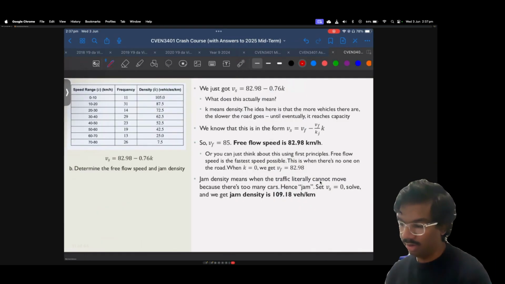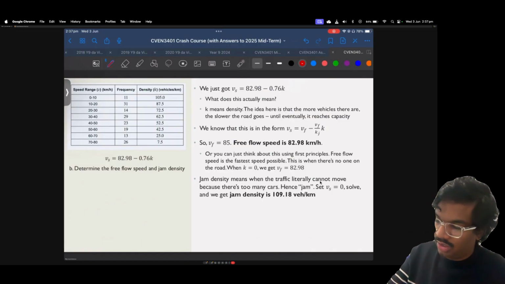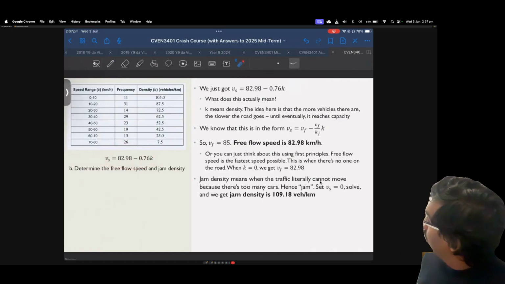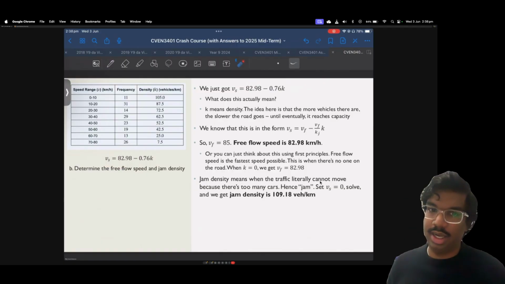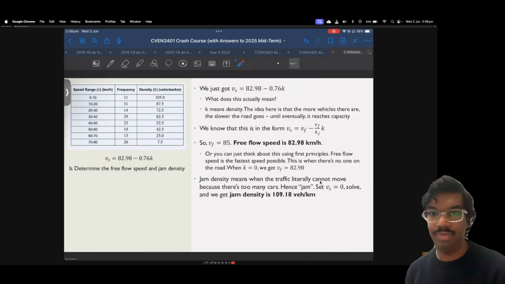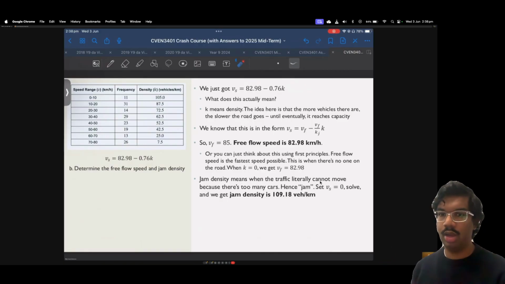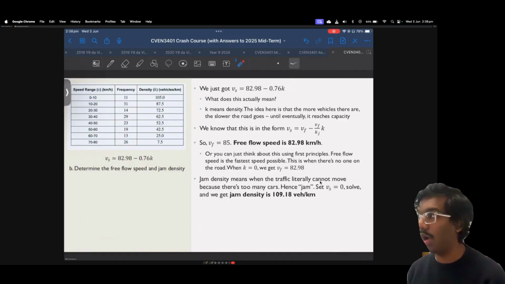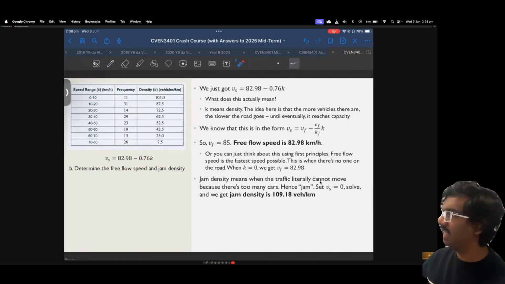Okay, so I've now written out this equation. This is the equation of the line. Now, determine the free flow speed and jam density. Now that we've done part A, part B is a lot easier. This is where I encourage you to go to first principles. Free flow speed means what speed the road can go at if there's no one on the road. It basically means the maximum.